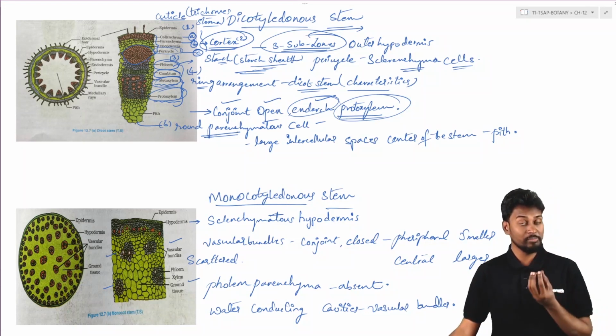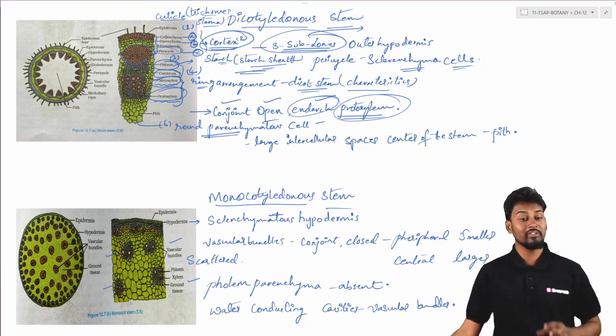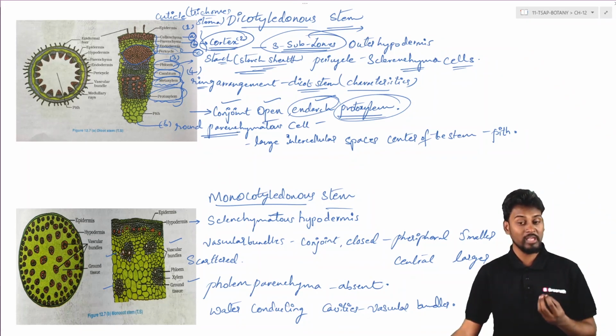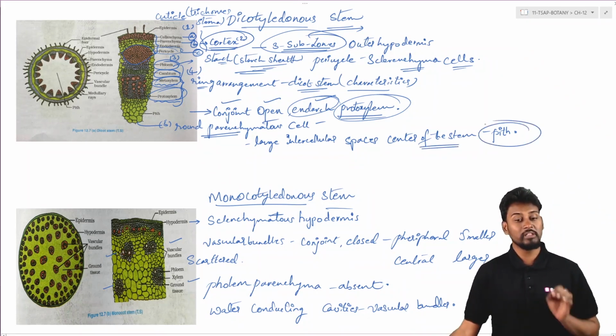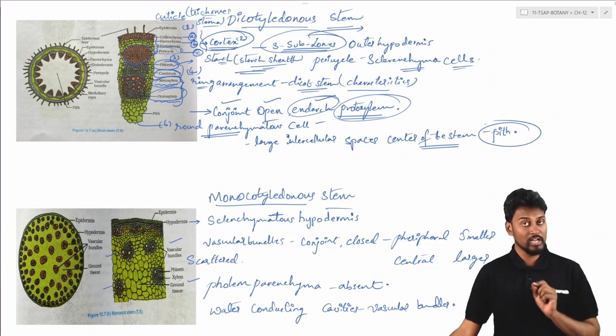Round parenchymatous cells are generally present and they are the ones having larger intracellular spaces, forming the center of the stem, which is called the pith. So the pith is nothing but round parenchymatous cells, generally having large intracellular spaces, and they are occupying the center of the stem.